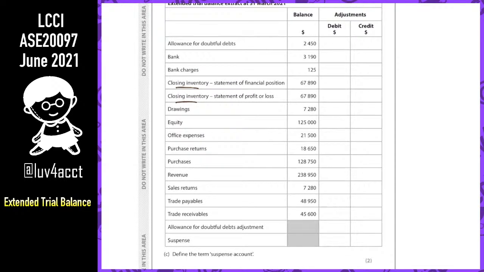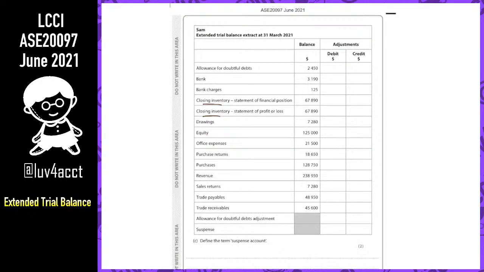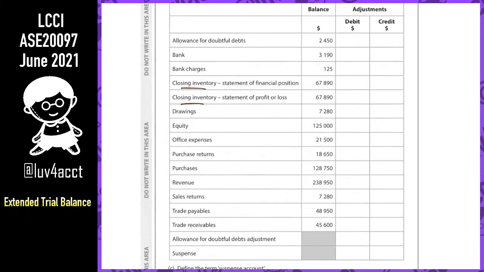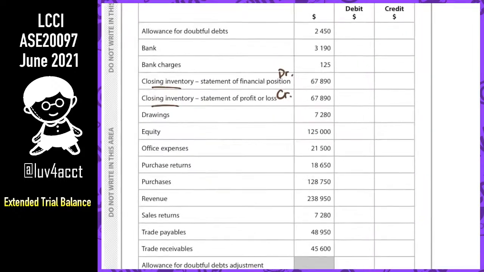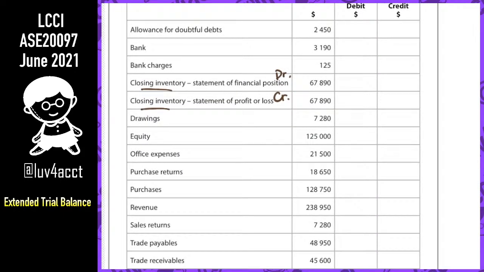Okay, 420 adjustment first. For the adjustment for the extended trial balance, we first have to look at the original balance, the closing inventory. For the statement of financial position, it is a debit account, and for the closing inventory in the statement of profit or loss, it is a credit balance.